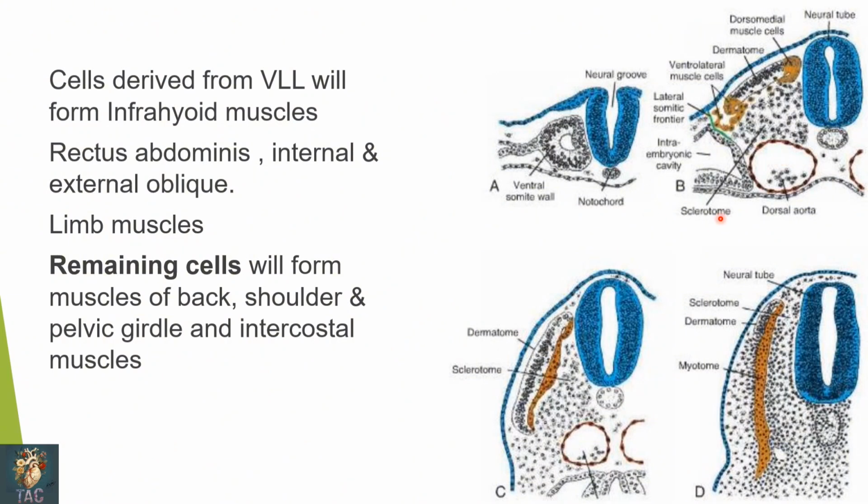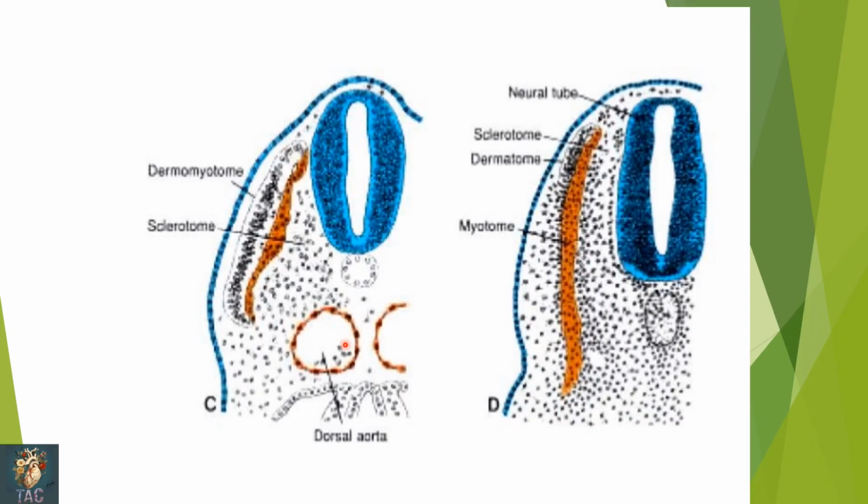But because of the embryologic origin, these are now classified as the primaxial, which are derived from the dorsomedial edge, and the abaxial, which are derived from the ventrolateral edge, cross the lateral somatic frontier and combine with the lateral somatic frontier. So these are the abaxial. Cells derived from the ventrolateral edge will form the infrahyoid muscle, the rectus abdominis, internal and external oblique, and limb muscle. And the remaining muscles, which are the primaxial, will form the muscles of the back, shoulder, and the pelvic girdle, and the intercostal muscles.